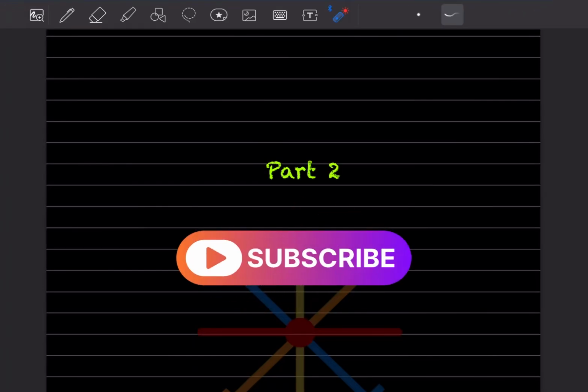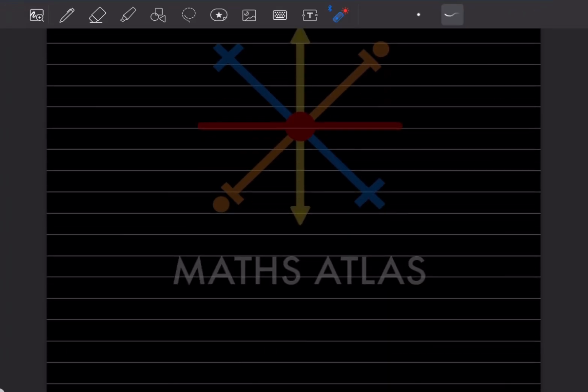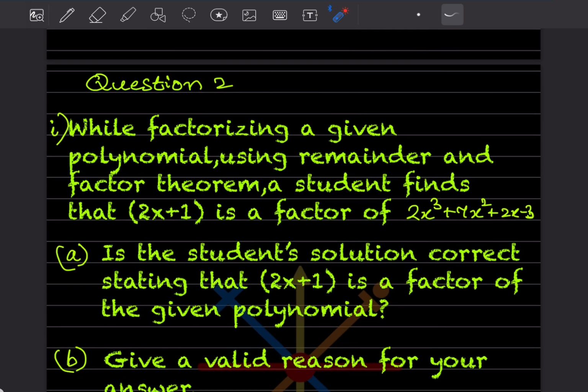Let us see part 2 of the ICSE sample paper. So here is question number 2.